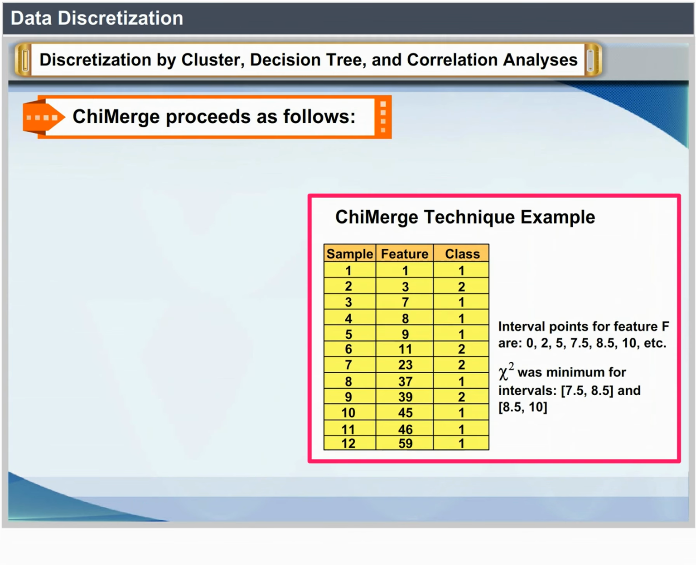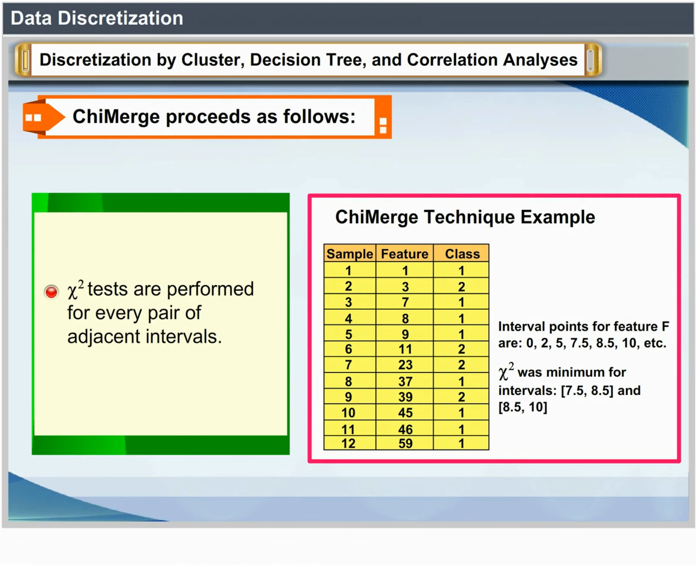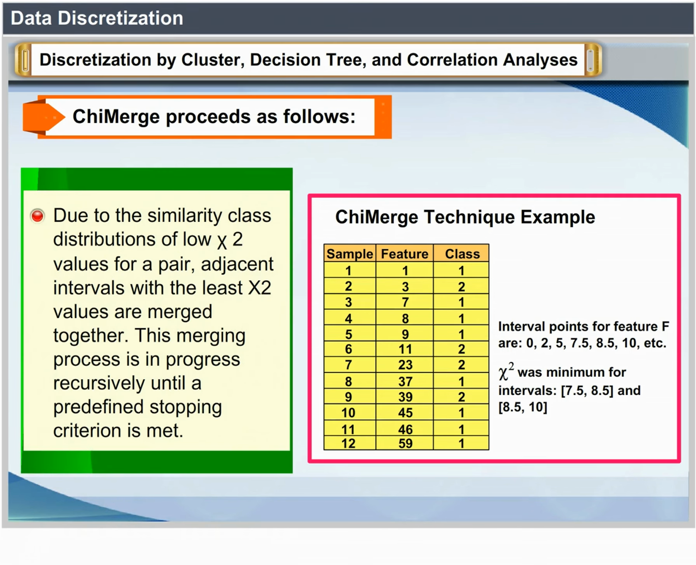Chi-merge proceeds as follows. Initially, each distinct value of a numeric attribute A is considered to be one interval. Chi-square tests are performed for every pair of adjacent intervals. Adjacent intervals with the least chi-square values are merged together, because low chi-squared values for a pair indicate similar class distributions. This merging process proceeds recursively until a predefined stopping criterion is met.